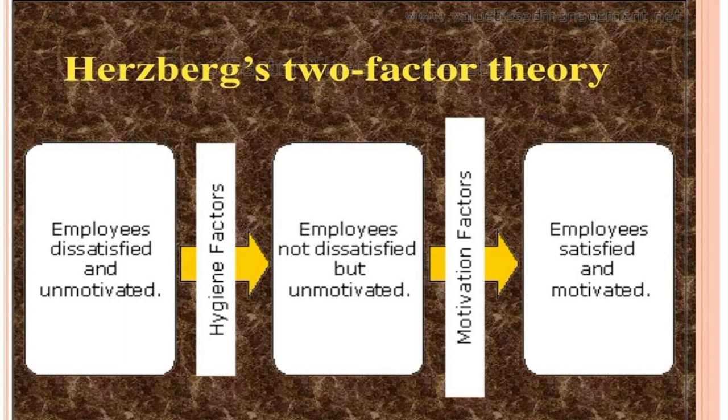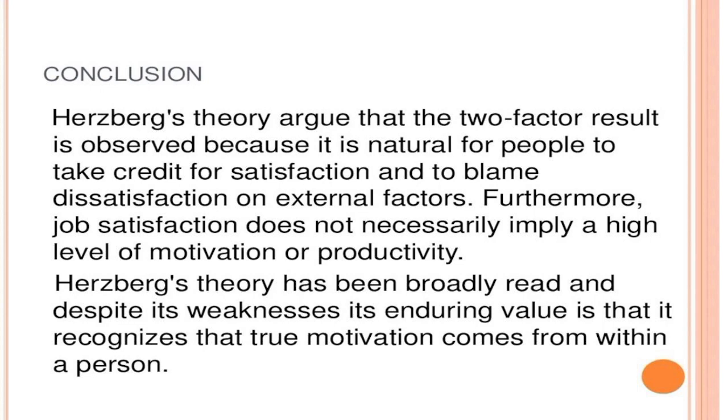Then Herzberg's two-factor theory: employees are dissatisfied and unmotivated because of hygiene factors. If employees are not dissatisfied but unmotivated, then we have to use motivation factors, which lead to employees being satisfied as well as motivated. Okay. So Herzberg's theory gives two factors. One is motivator factors, another one is hygiene factors.